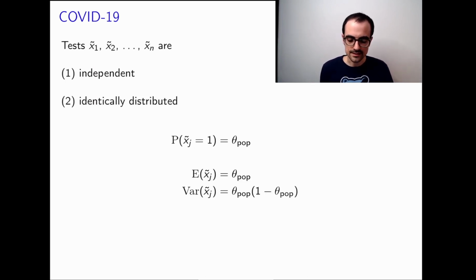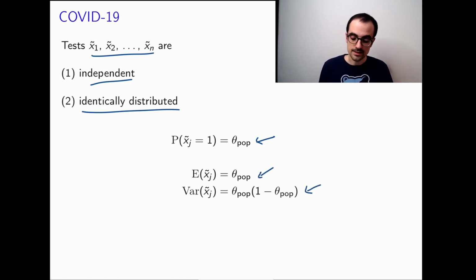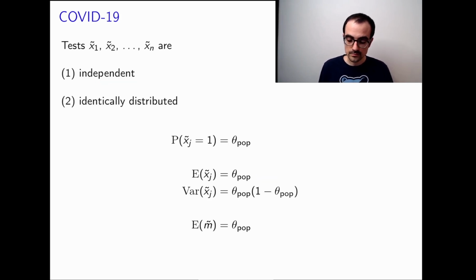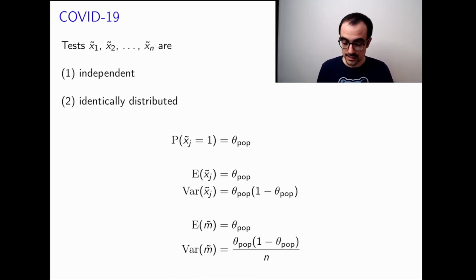Okay, so we have these tests that go from 1 to n. They're independent, they're identically distributed. We know that they're Bernoulli with a parameter that is equal to the prevalence of COVID-19, this proportion that we want to estimate. Because they're Bernoulli, their mean is equal to the parameter, and their variance is equal to the parameter times 1 minus the parameter. The mean of the sample mean is just equal to the parameter, to the population mean, and the variance of the sample mean is equal to the population variance divided by n.